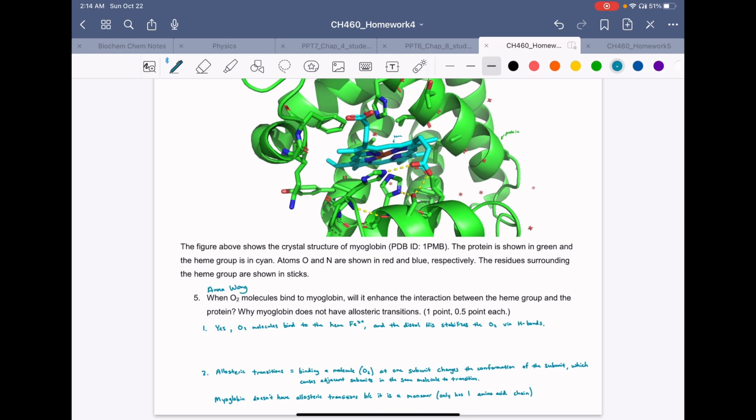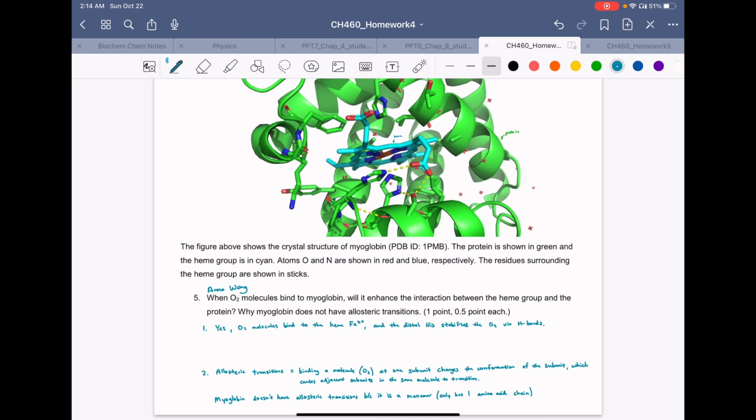So the second part asks, why does myoglobin not have allosteric transitions? So allosteric transitions are when binding a molecule like oxygen at one subunit will change the conformation of the subunit, which causes adjacent subunits in the same molecule to also transition. One example of that is in hemoglobin, where binding of oxygen changes the additional subunits to go towards the R state, which is the oxygen binding state.